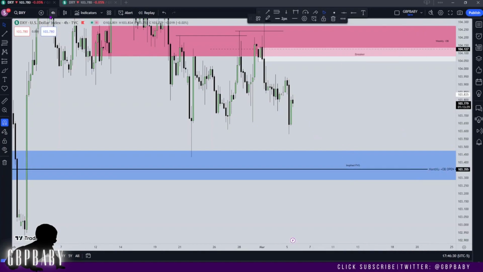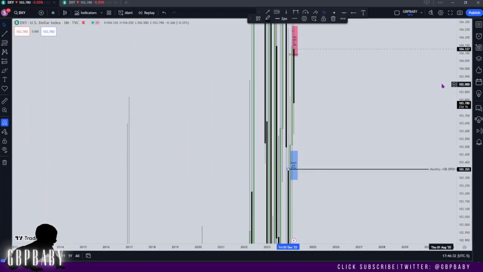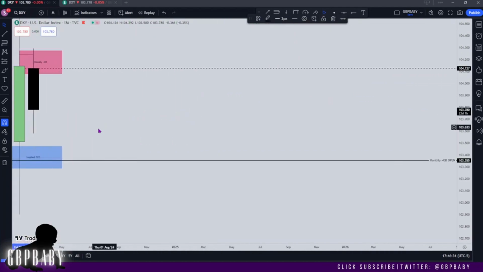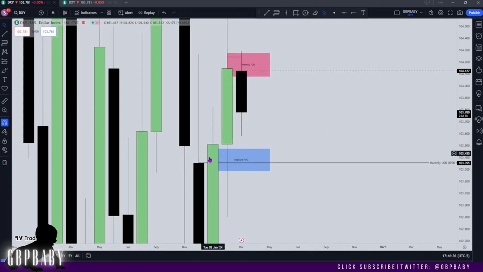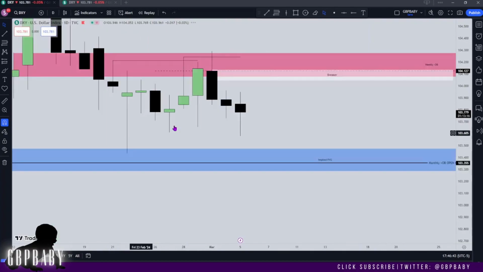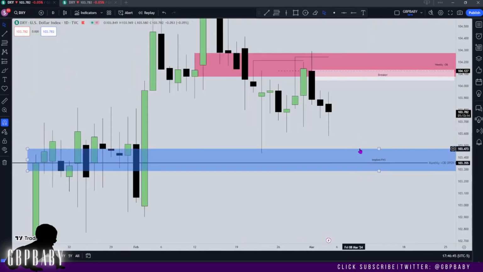Let me just show you that monthly order block as well, in case you haven't seen Sunday's video, which I highly suggest you go and watch. So here is again the implied fair value gap on the monthly, and you can see the open of that. So that's going down here. Basically what I'm saying is there's going to be very sensitive price action, especially below this low. So I am looking for this low to potentially get traded to.